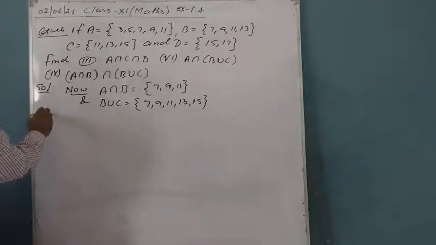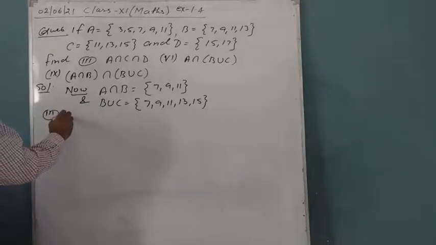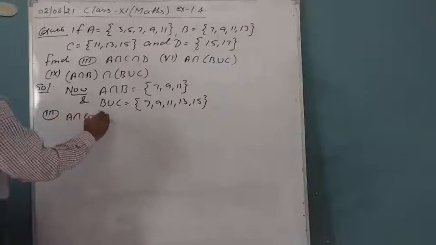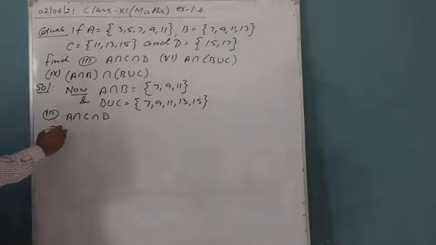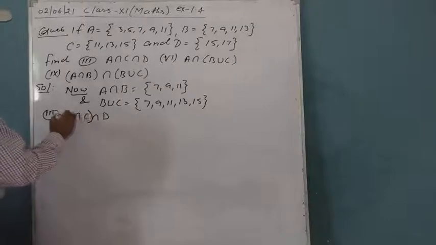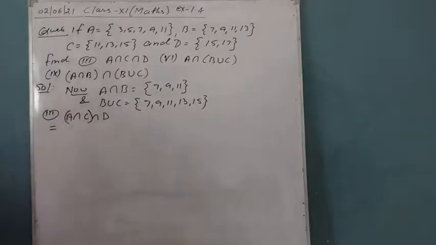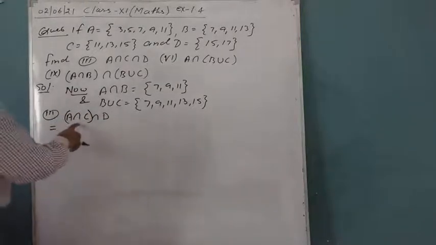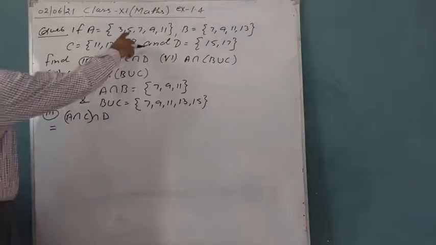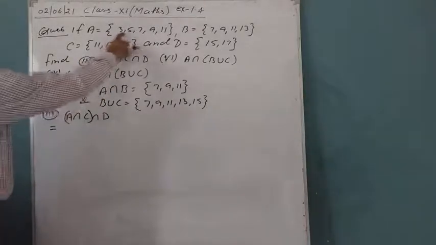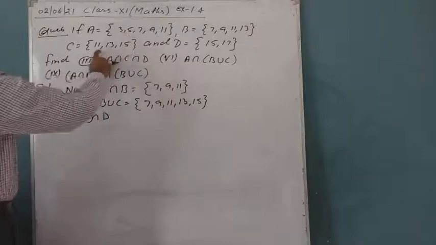Now third part is A intersection C intersection D. So taking A intersection C first, combining together. So A intersection C is: what are the common elements in A and C?